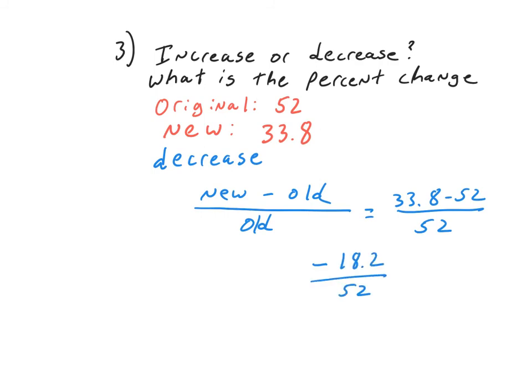And then when we divide that by 52, you'll get negative 0.35. And the negative just means it's a decrease. Multiply that by 100, and we will get a 35% decrease.